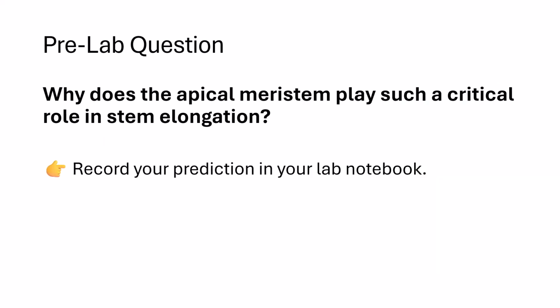Before observing the slide, answer this pre-lab question. Why does the apical meristem play such a critical role in stem elongation? Consider why growth in length must be restricted to a specific region rather than occurring throughout the stem. Think about where new cells are produced and how those cells contribute to tissue formation. Go ahead and pause the video to write your prediction in your lab notebook, then continue.